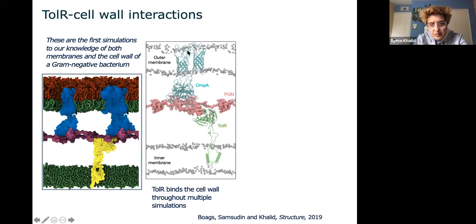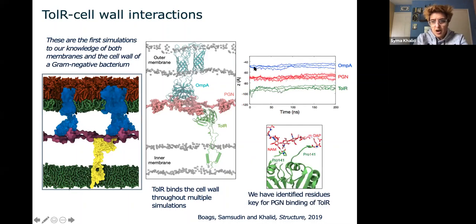And the actual more detailed image is shown here, where you can see the proteins in a bit more detail. All I've done here is plot the Z coordinate of the center of mass of the protein OMP in the outer membrane in blue, the cell wall in red, and this TOL-R protein in the inner membrane in green. And you can see there's three different simulations shown here. This is why there's three curves for each color.